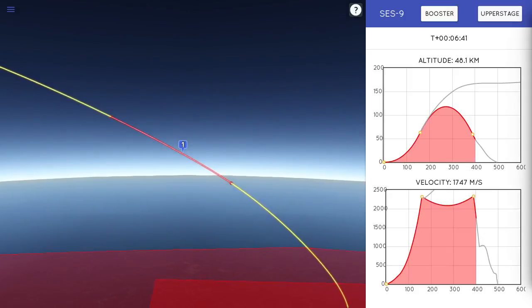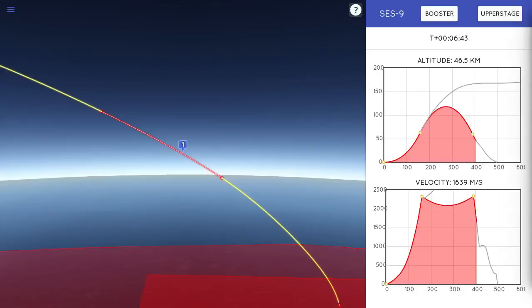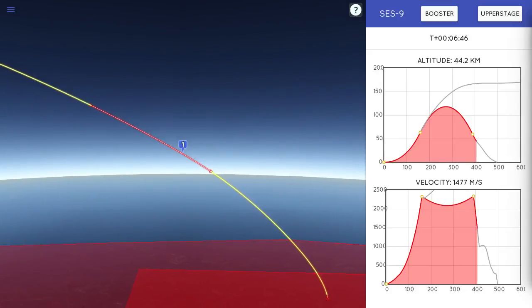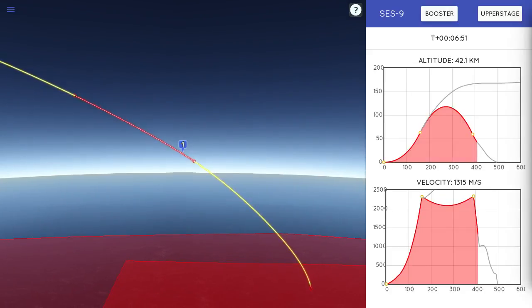We just heard that the first burn of the first stage is complete. That means the first stage is back on its way to a hopefully successful landing soon.